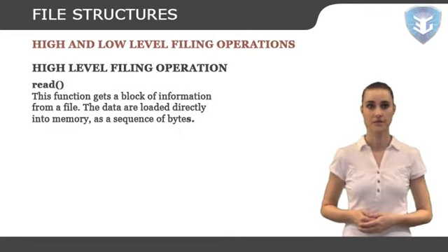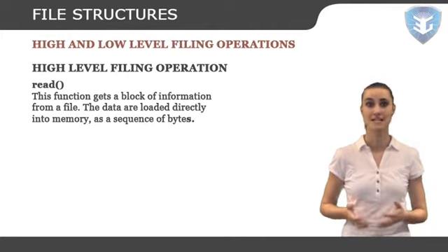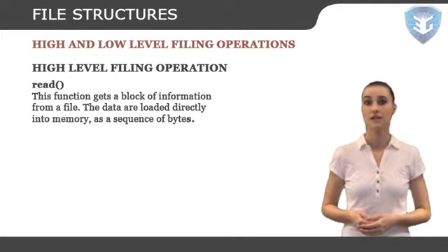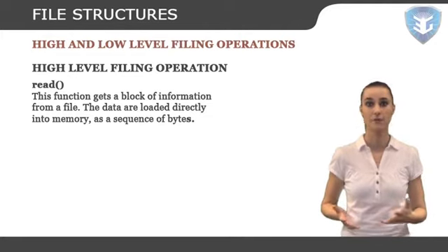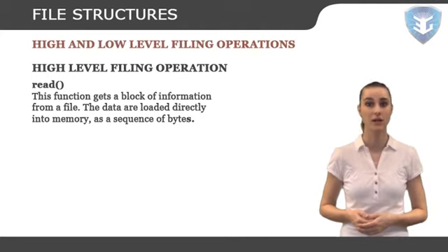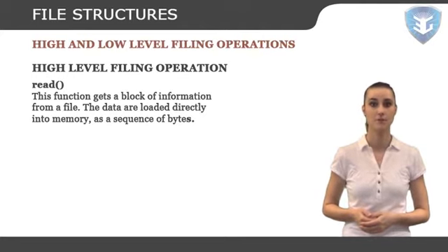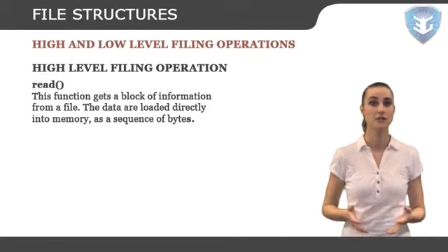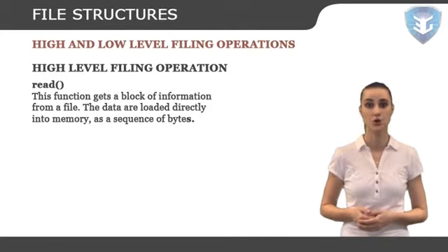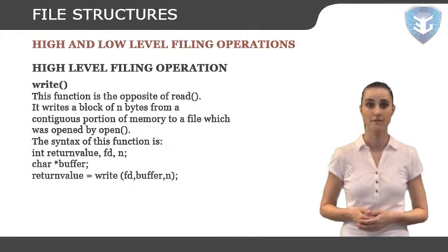Read function. This function gets a block of information from a file. The data are loaded directly into memory as a sequence of bytes. The user must provide a place for them, either by making an array or by using malloc() to reserve space. read() keeps track of file positions automatically, so it actually reads the next block of bytes from the current file position.